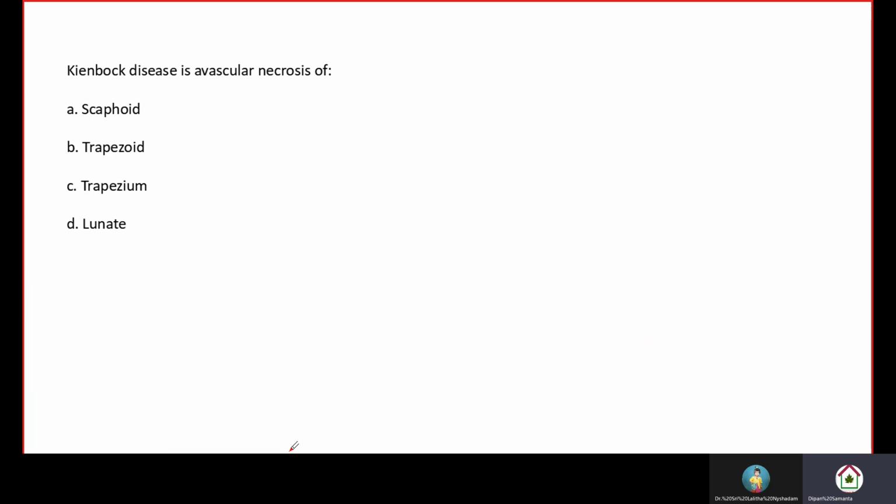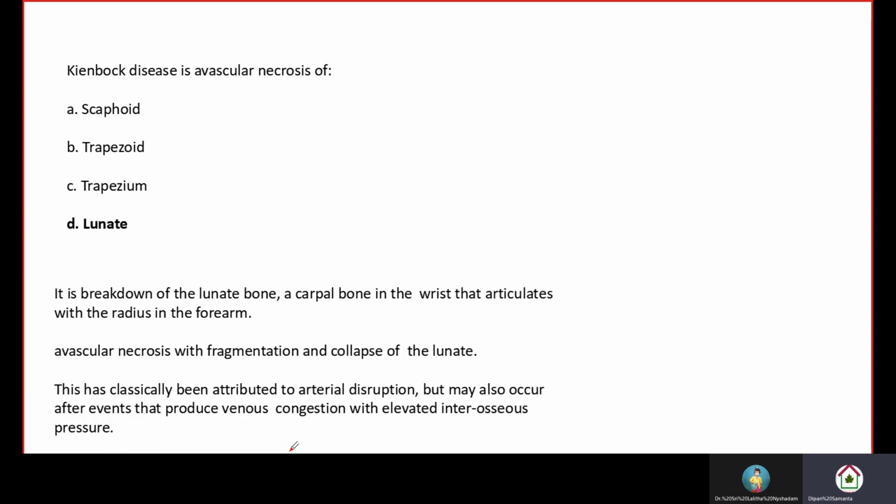Okay, Kienbock's disease is avascular necrosis of the lunate. It is the breakdown of the lunate bone, a carpal bone in the wrist. You know that it articulates with the radius in the forearm. Now, avascular necrosis with fragmentation and collapse of the lunate has classically been attributed to arterial disruption. So what happens?